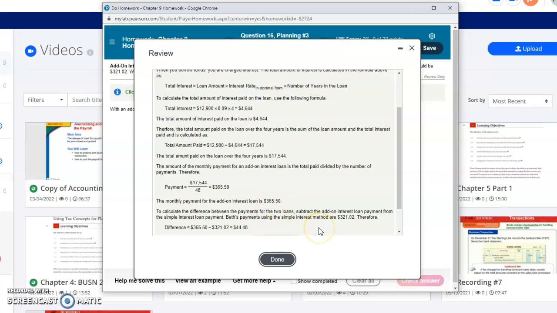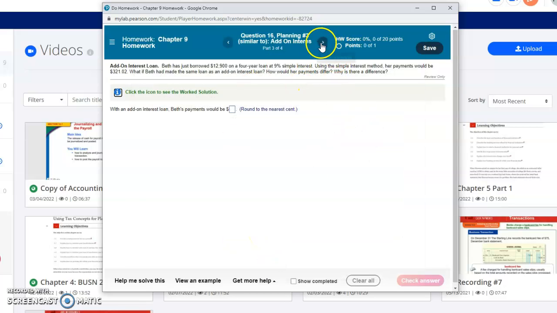But they want to know the difference between the payments for the two loans. So then I would take $365.50 minus what's in my question, which was $321.02, and the difference would be $44.08. So hopefully that will help you with that question when you get that.